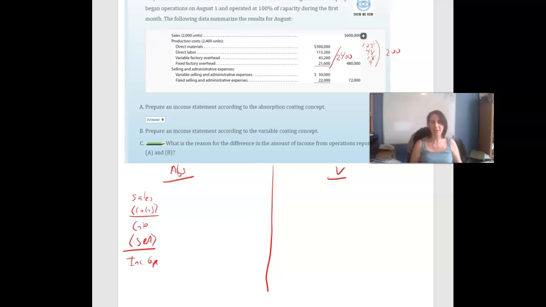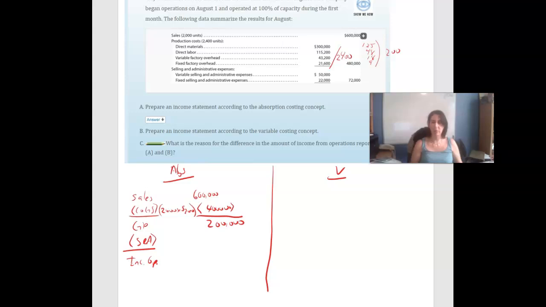So sales doesn't change. That hasn't been a factor in any of these. Sales is sales. It's all about the costs. So we've got $600,000 in sales. Cost of goods sold: we sold 2,000 units, and we know that the cost was $200 apiece. So we've got 2,000 times 200, which is $400,000. That gives me gross profit of $200,000.